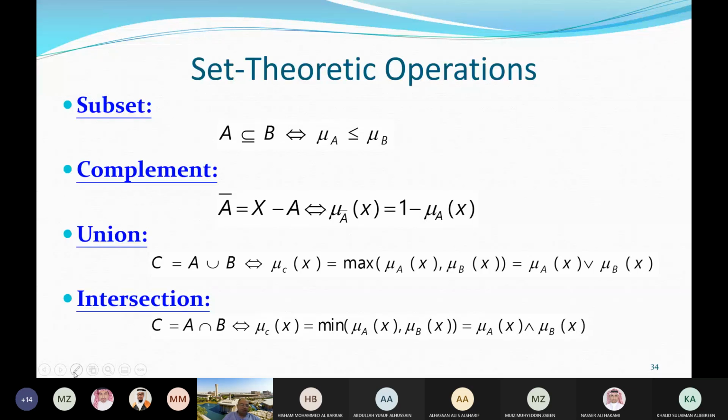Okay. This intersection represents what? OR or AND? Or? Which one? Union? Yes. Union is the OR operator, and this is the AND operator. Okay. So if you have A and B, then you take the minimum value. If you have A or B, you take the maximum value, as we explained before. Okay? Do you have any questions?